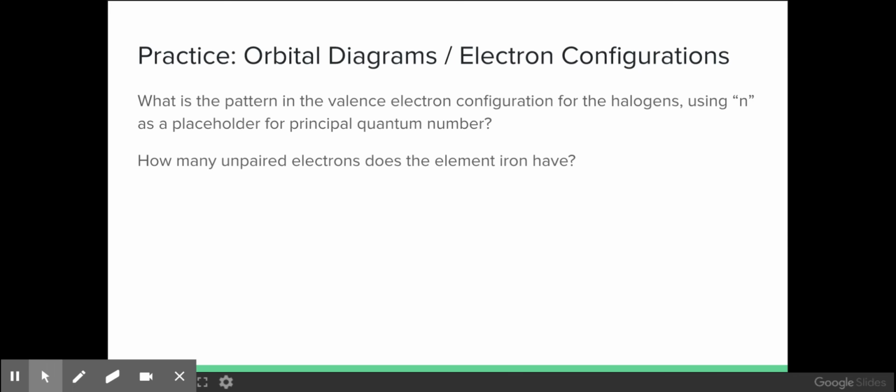So what is the pattern for the valence electron configuration for all of the halogens? If we just use the letter N as a placeholder for the principal quantum number in front of the subshell, whether that be S, P, D, or F. And then how many unpaired electrons does the element iron have? Let's see if we can figure this out. Pause the video, and then we'll go over the answer.